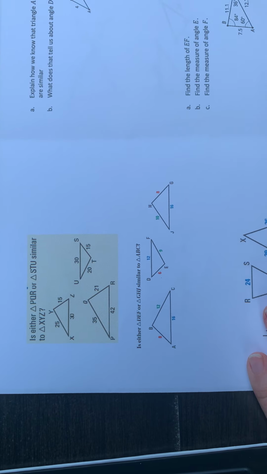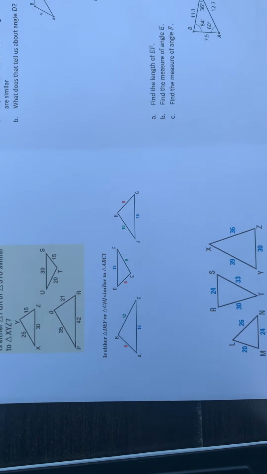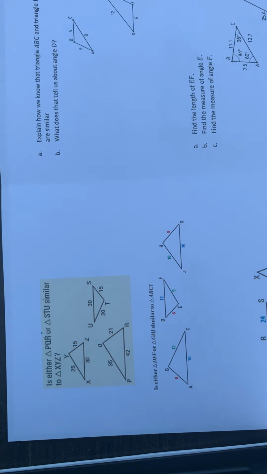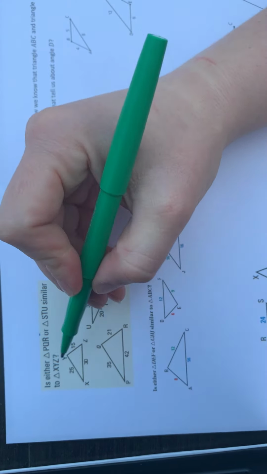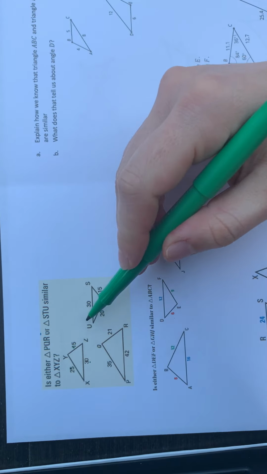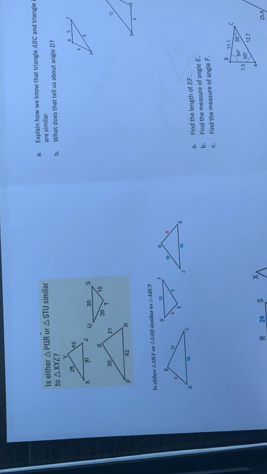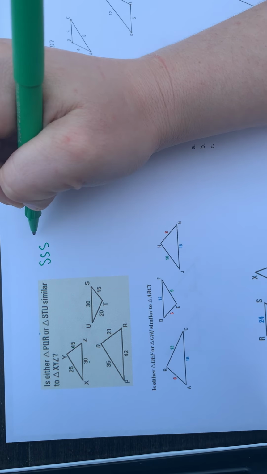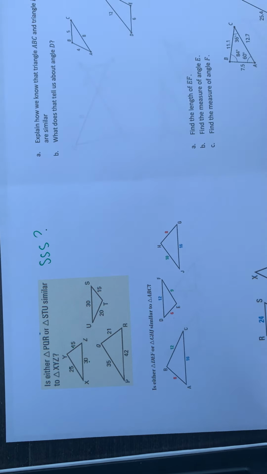First, we're going to look at some examples. These are your interactive notebook notes. So we're going to go through it just like we would normally. Is either triangle PQR or triangle STU similar to XYZ? You can see we have 3 side lengths labeled. We know nothing about the angles. So this one would only fall under the SSS category. So I'm going to put SSS question mark.